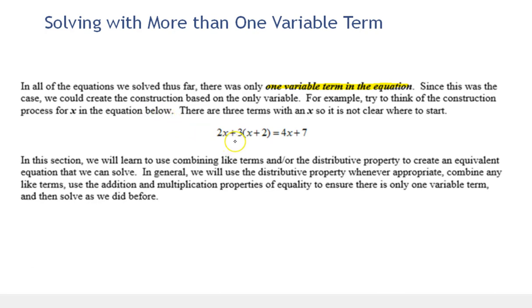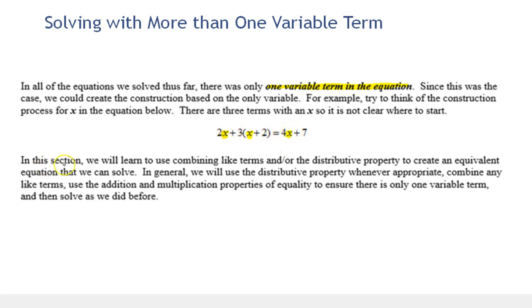So looking at this equation, notice there's three terms with x in them. First, we need to multiply this. We have a 2x here. Then we have the sum of x and 2 in parentheses. And then we even have an x on the other side of the equation. So currently, we don't know how to solve this equation using our process. We couldn't create the construction story for x because there's not a single x to start with.